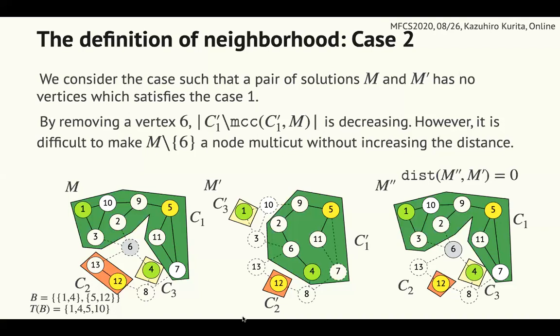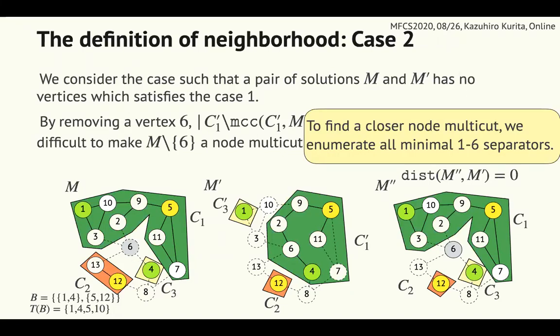In the bottom of this slide, there's a figure, and in this figure, a vertex 6 is not a good vertex, since vertex 6 is contained in C'i minus MCC C'i and M. However, it is difficult to make M minus 6 a node merge cut without increasing the distance. In this case, we have to choose a set of vertices 6 and 10 in order not to increase the distance. But finding such vertices is difficult.